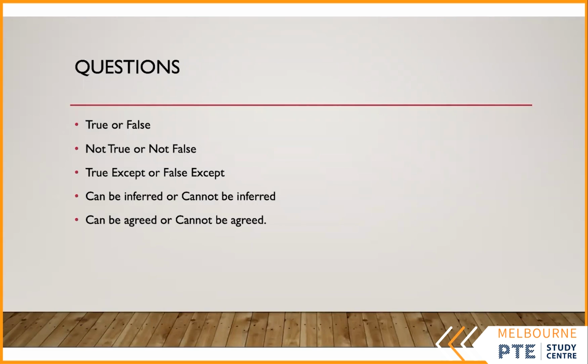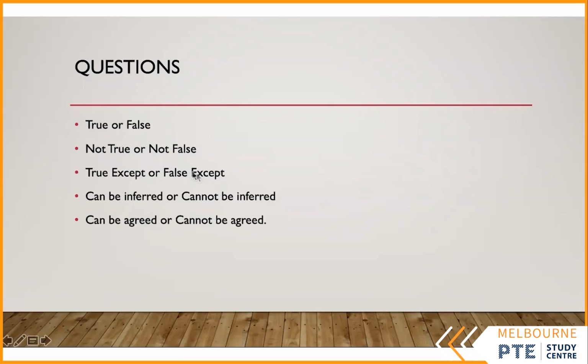True except means that all of the information given is true except. That means they're looking for false. Okay. False except means true. Memorize these, all right? I don't want you to go through the exam and then wonder, what is false except, what is true except? So what is true except?